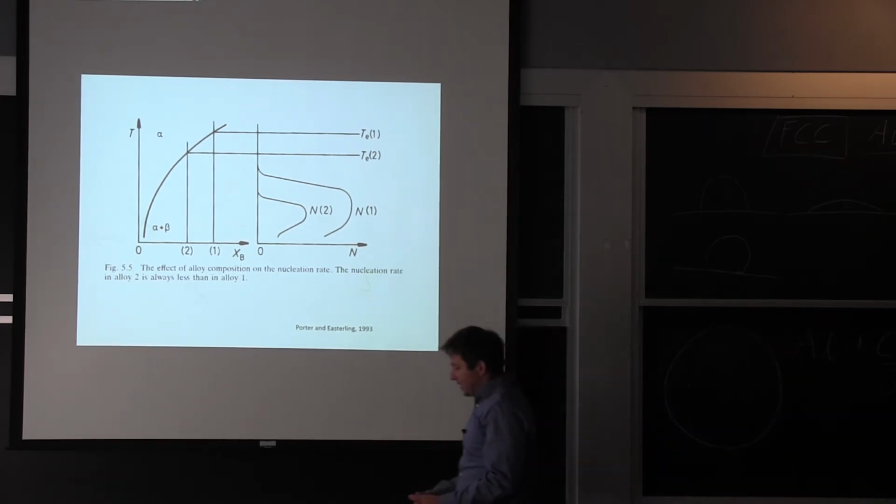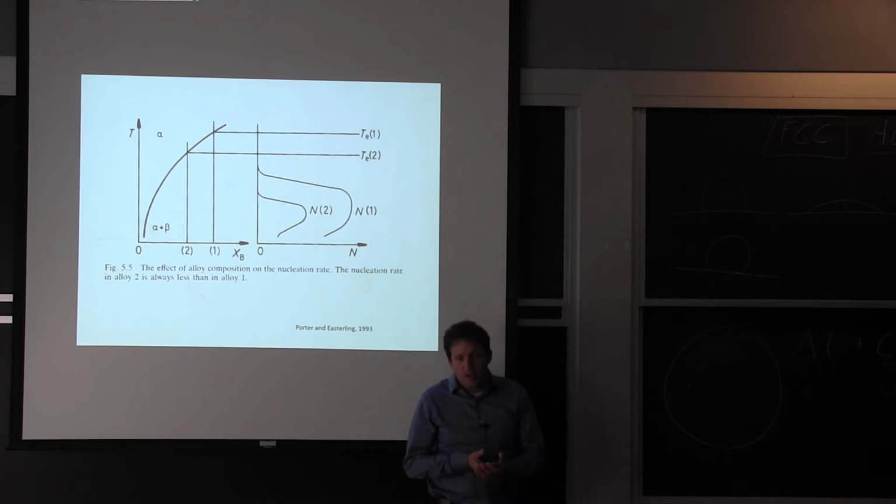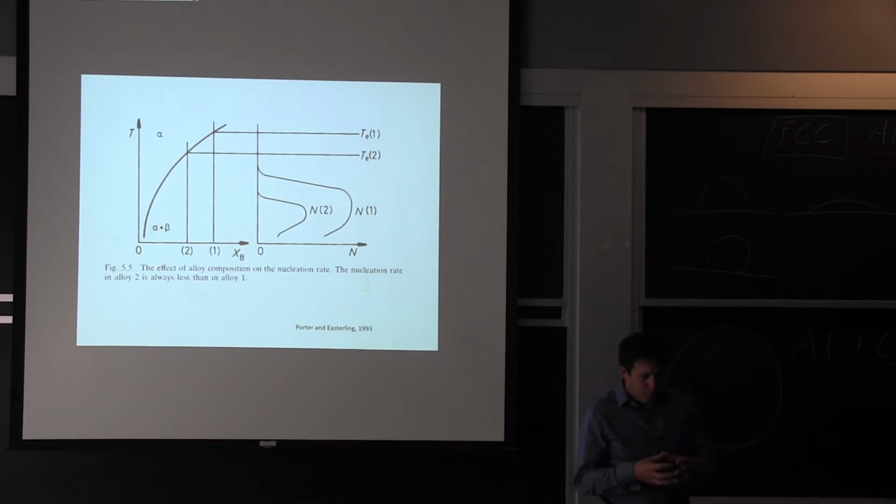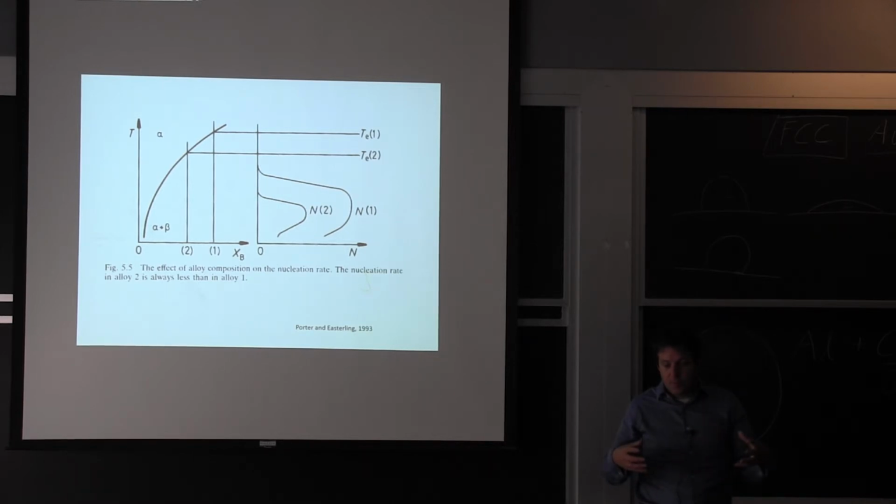So it's exactly what I was saying, where if you don't have enough departure from equilibrium to account for all the surface creation, you need such a big piece that it's not going to nucleate.